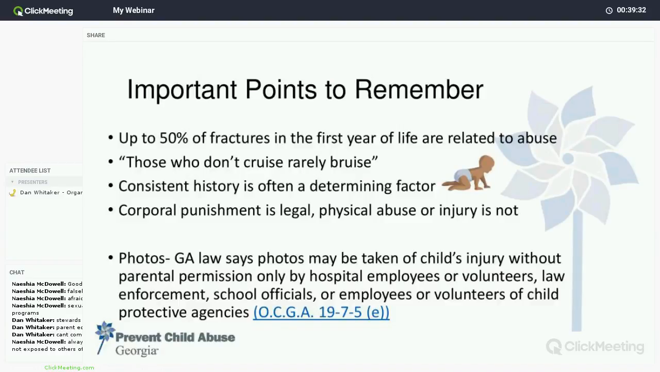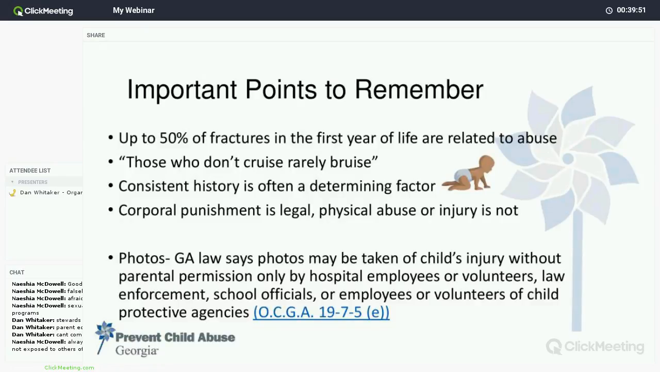Important points to remember for physical abuse: those who don't cruise rarely bruise. This is in reference to the idea that immobile infants should not experience a great deal of bruising. Accidents involving immobile infants do occur, but when there's an inconsistent story or the bruises are in various stages of healing, there may be a problem.